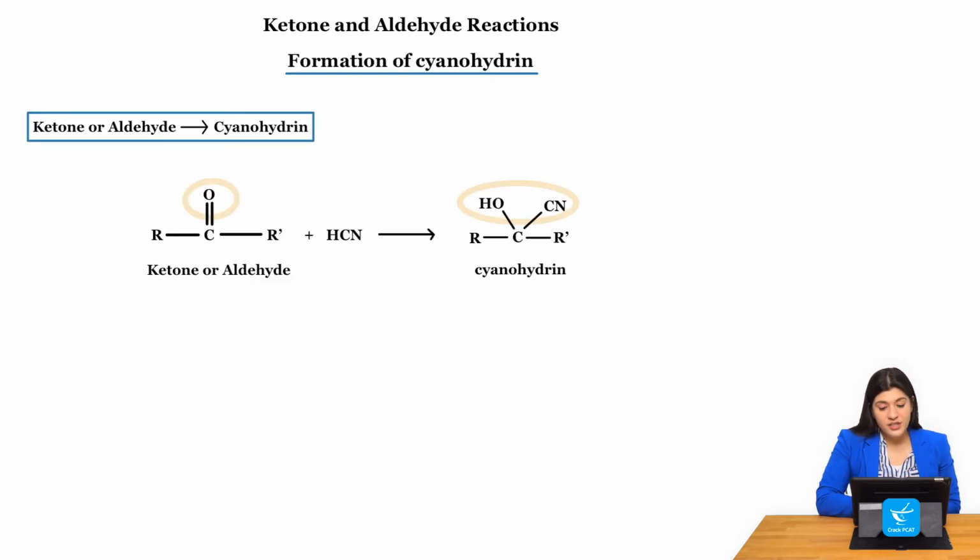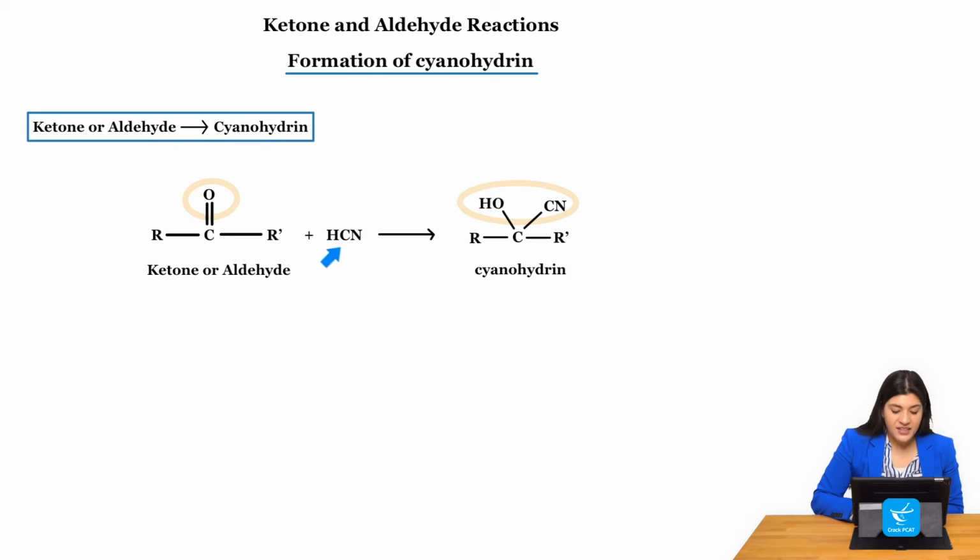Next is the formation of cyanohydrin, which looks like this. It does have an alcohol group, and it also has a CN. This is really similar to what we just saw. The only difference now is just instead of two alcohol groups, there's only one, and we now have a nitrile attached. So we're going from either a ketone or an aldehyde.